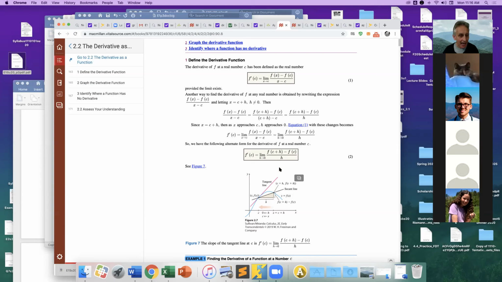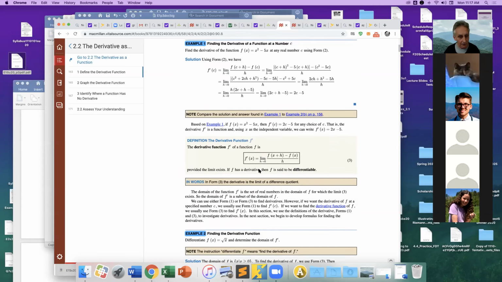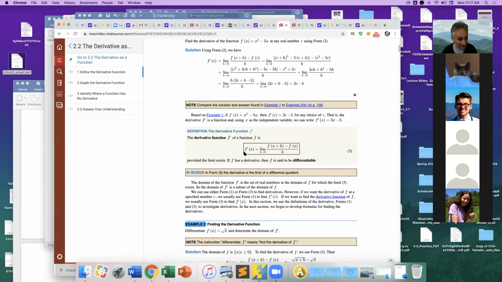We added h, we made the difference between these two spaces h. c plus h and c, the difference there is h. So that makes it the limit as h goes to 0. The long and short of it is, now the derivative definition is the limit as h goes to 0, and all you have on the bottom is h. Before we had x minus c, and now with this notation, it's just going to be h.